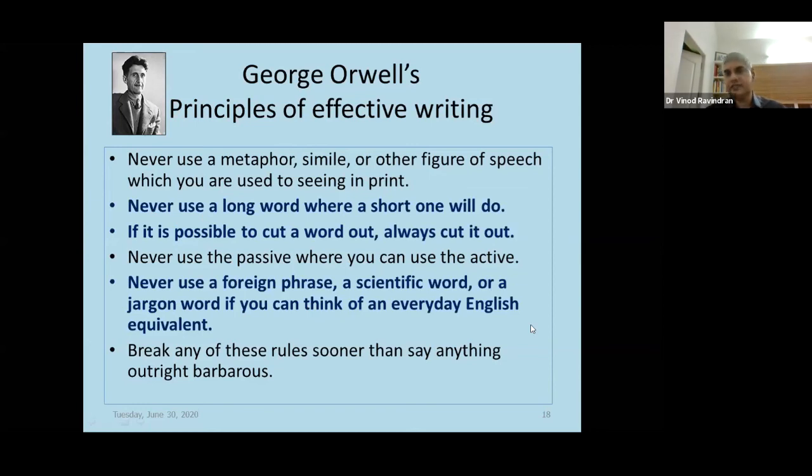Never use a long word where a short one will do. If it is possible to cut out a word, always cut it out. Don't look at the word count. If your abstract can be 230 words, let it be. Why increase it to 250? If you've given all the details required in the introduction, and it is coming to 150 to 200 words, so be it. And never use a foreign phrase or jargon, the meaning of which you yourself are not sure. And particularly in English writing, I would advise everybody this.